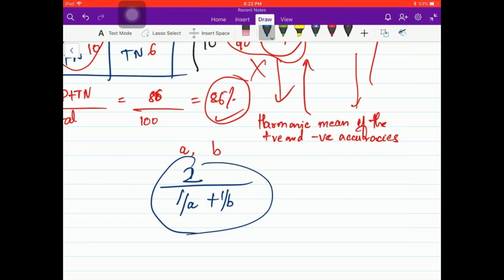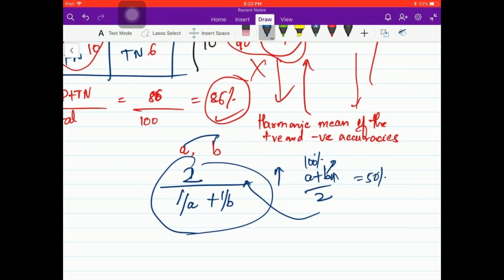Why harmonic mean? Harmonic mean has a very interesting property. The harmonic mean of two numbers A and B will only increase when both increase. So for example, if you have the arithmetic mean, your B can be 0 and A can be 100%, and you still have a 50% accuracy. But that is not the case for the harmonic mean. In a harmonic mean, both should be high, and only then is your accuracy high.